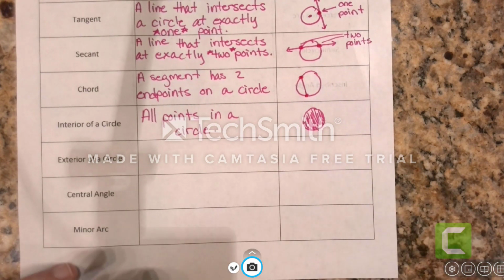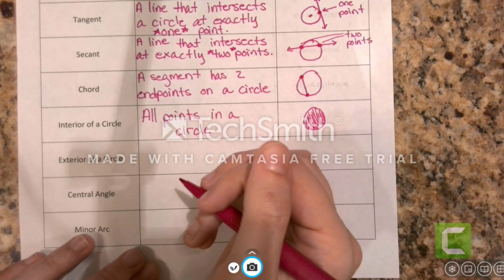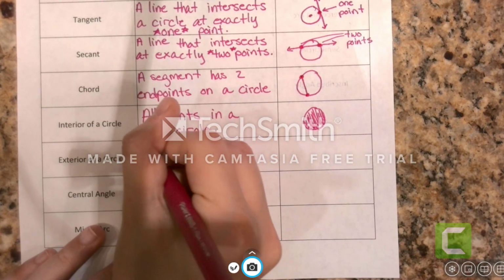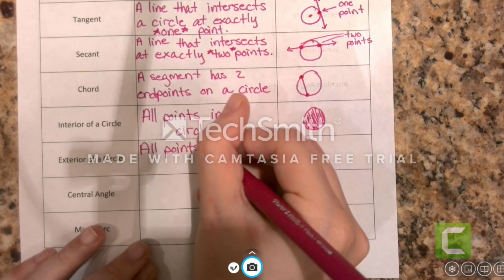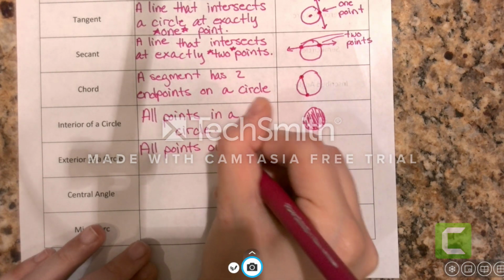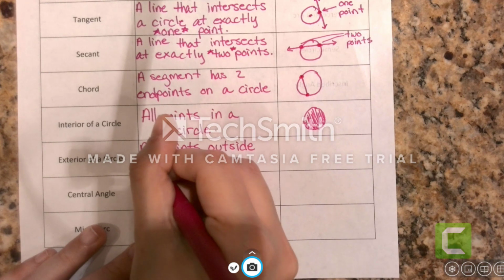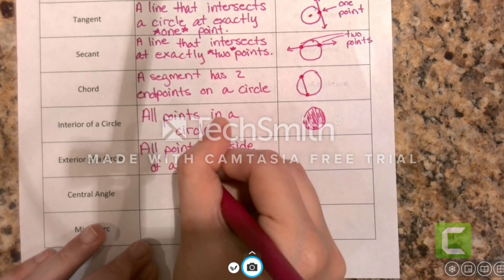Next is the exterior, and that's referring to all points outside of a circle.